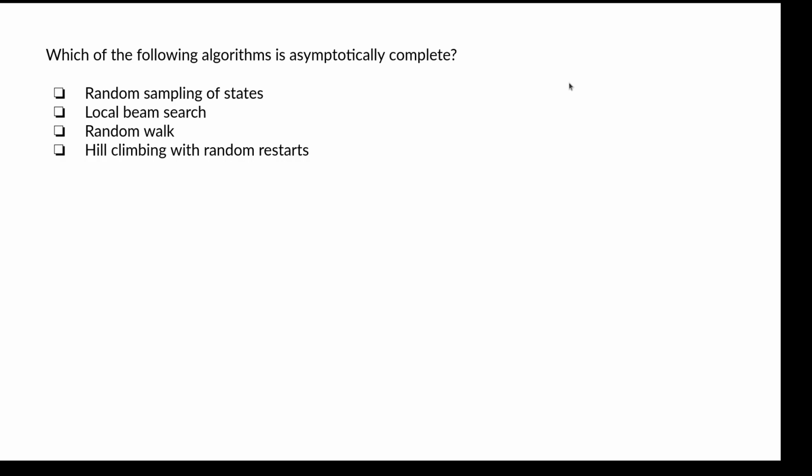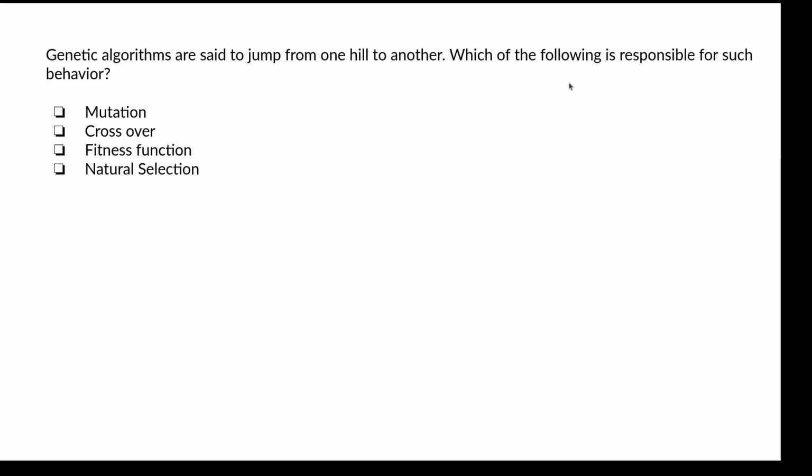asymptotically complete? Asymptotically complete means if the problem size increases, then it will have the solution. So all three things, random sampling of states, random walk, and hill climbing with random start, will have an asymptotically complete solution. We already saw that random walk is asymptotically correct, and hill climbing with random start is also asymptotically correct, because if problem size increases you will have the randomness property here, and that gives you the boost that finally it will reach some solution state.